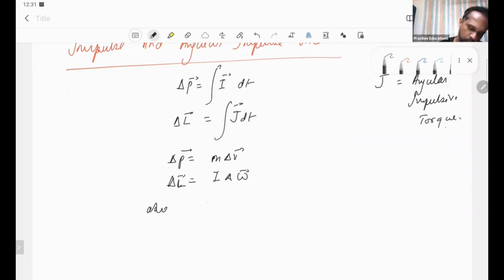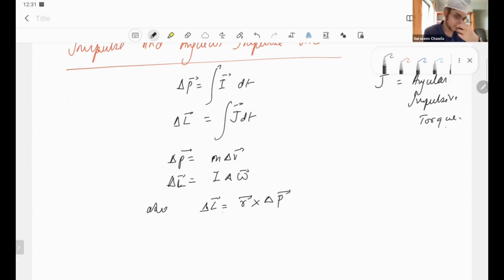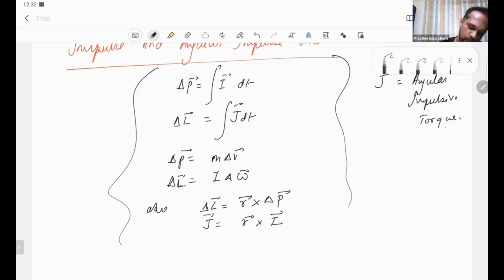Also, delta L is R cross delta P. Okay. Similarly, J is R cross I. Is it fine? Yes. So you need to remember all these relationships. Okay, it's very basic, there's no problem in it.